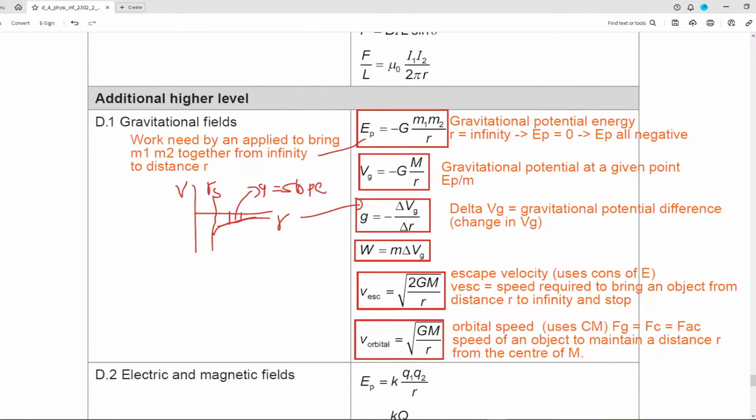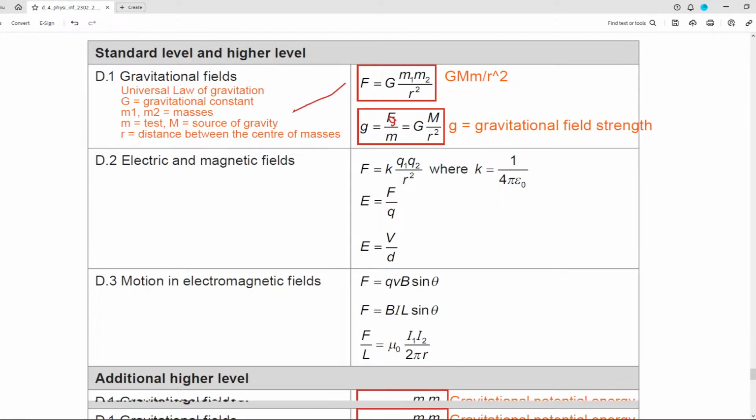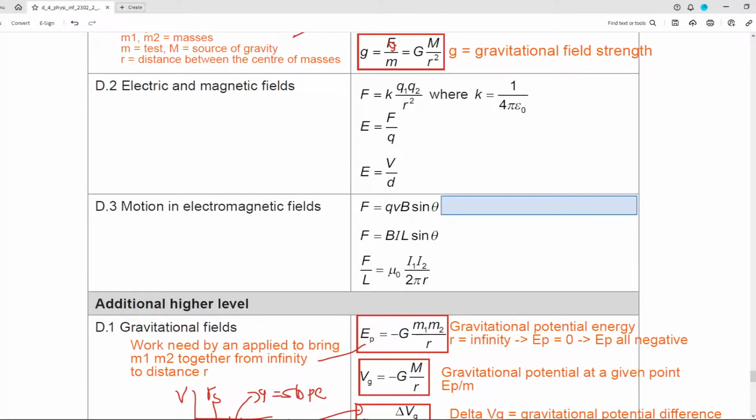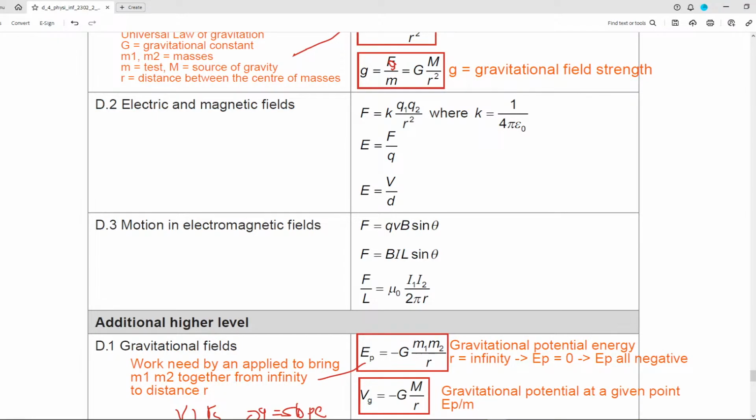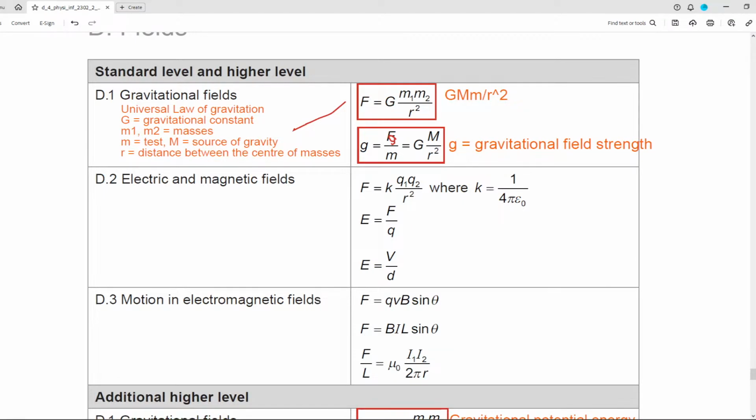Now, the reason I did gravity first is because I can just say electricity is exactly the same thing, and we're moving on. No, I wouldn't do that. But electricity is very, very similar. The formulas are exactly matched up.